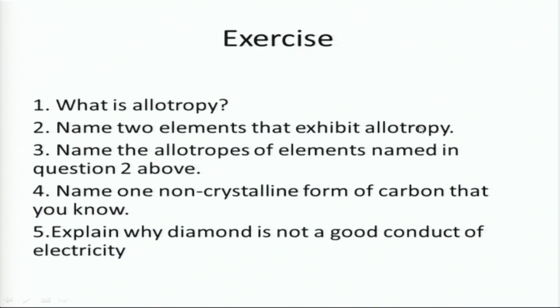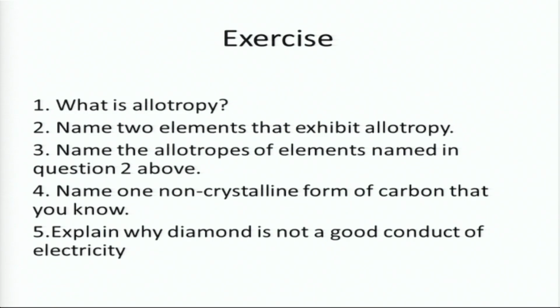So we said at the start, remember, that it's not only carbon that exists as allotrope. There are other elements in the periodic table that exist as allotrope. So you're going to mention two of them. All right? Another point, you name the allotropes of the elements named in question 2 above. So you name the allotropes. All right? That existence.